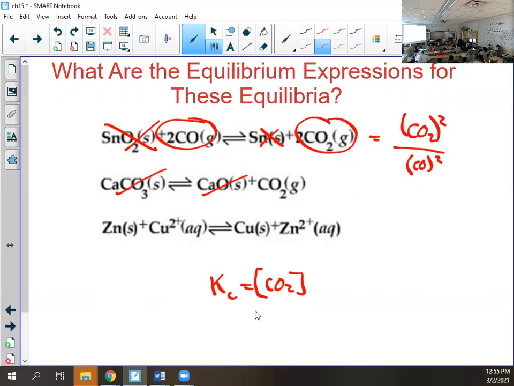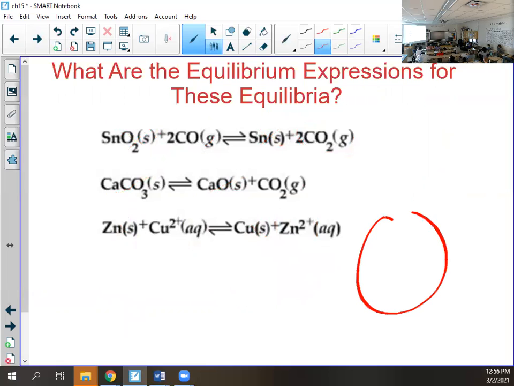All right. Now, solid. So we'd have the concentration of zinc plus 2 divided by the concentration of Cu plus 2. Fair enough? Don't put solids, don't put liquids, just put gases or aqueous substances. Because you can't have a concentration of a solid.